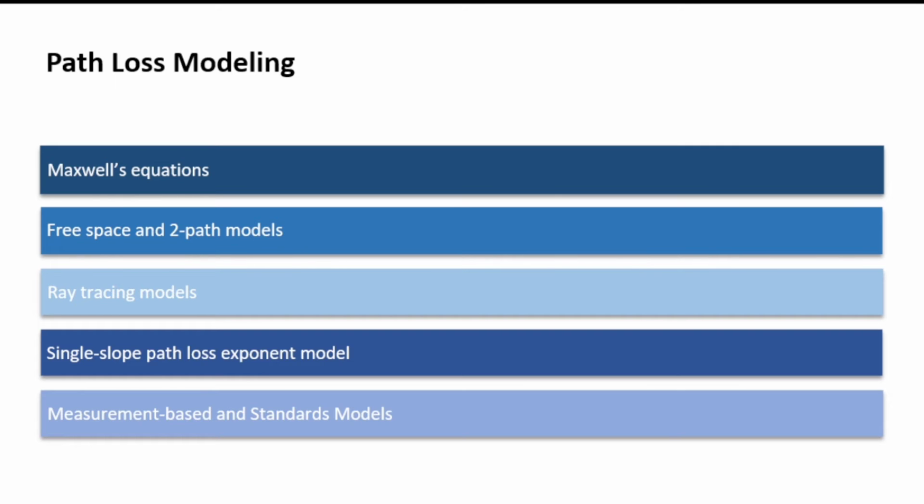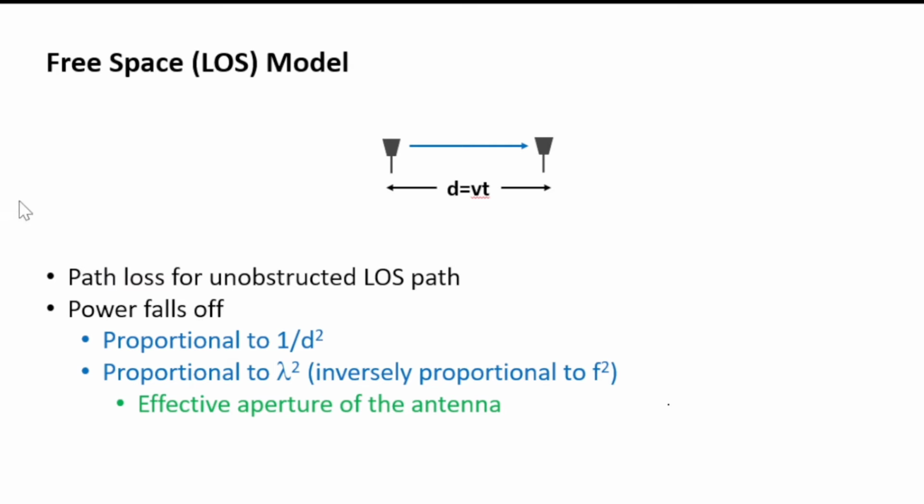We're going to talk about the free space model or line of sight model, in which both the transmitter and the receiver are in each other's line of sight. So it is a path loss for an unobstructed line of sight path, so there are no obstacles blocking the signal, I mean the line of sight from the transmitter to the receiver. The power falls off proportional to 1 over d to the power of 2, and it's also proportional to lambda to the power of 2.